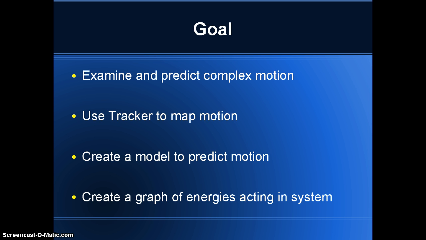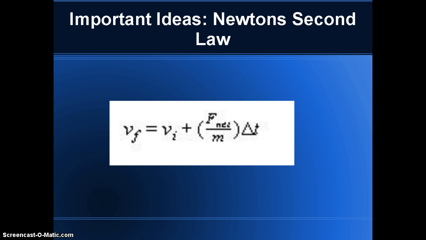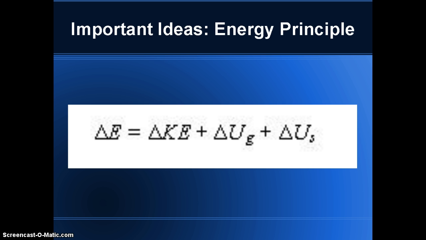Now, there are some important ideas we have to understand. The first one that we use every time is Newton's second law. That is that the final velocity is equal to the initial velocity plus the net force divided by mass times the change in time. Simply used to find what the new velocity is after a force has acted on an object. The next important idea, a new one, is the energy principle.